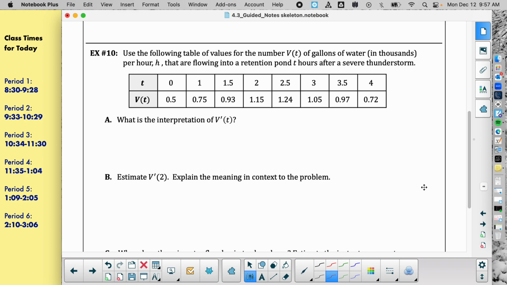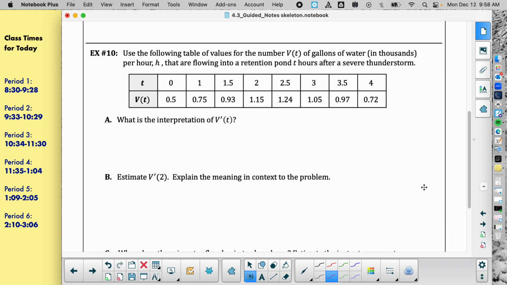The original function, what's the label on the original function? For V of T, gallons of water flowing into a retention pond T hours after a thunderstorm. I mean, yes, it would be gallons per hour. Okay, so what does that already stand for? So this is kind of already the derivative. If we want to think of it as velocity, we can. The V definitely stands for volume, but it's already the derivative of gallons of water.